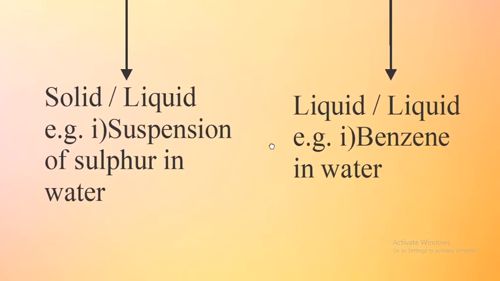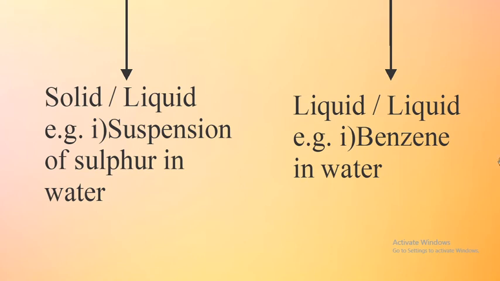Next, liquid-liquid heterogeneous mixtures. Some liquids form heterogeneous mixtures, for example, oil and water. If we mix them, oil won't be dissolved into water. Even after stirring continuously, if you leave them for a certain time, what happens then? Water will go down, oil will come up as two separate layers. They won't mix up. Such kinds of mixtures are called liquid heterogeneous mixtures.